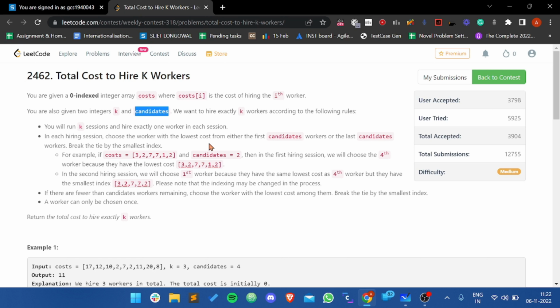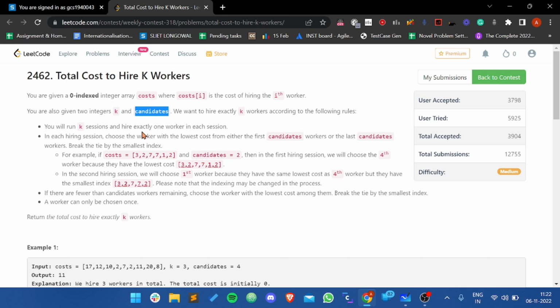So what candidates is, we have to run sessions of hire, and in each session we will hire exactly one worker. Okay, so in each hiring session, choose the worker with the lowest cost from either the first candidates workers or last candidates workers. So in each hiring session we will hire the worker with the least hiring cost from the first candidates workers and from the last candidates workers.